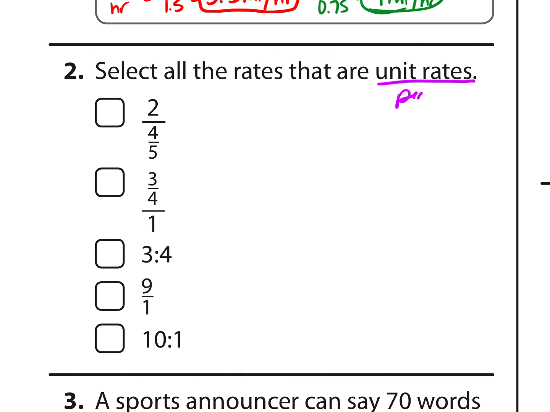Number 2, select all the rates that are unit rates. They are per 1. So this one's not true. The second one is because it's divided by 1. This one's not true. The fourth one is divided by 1. And the fifth one is divided by 1.